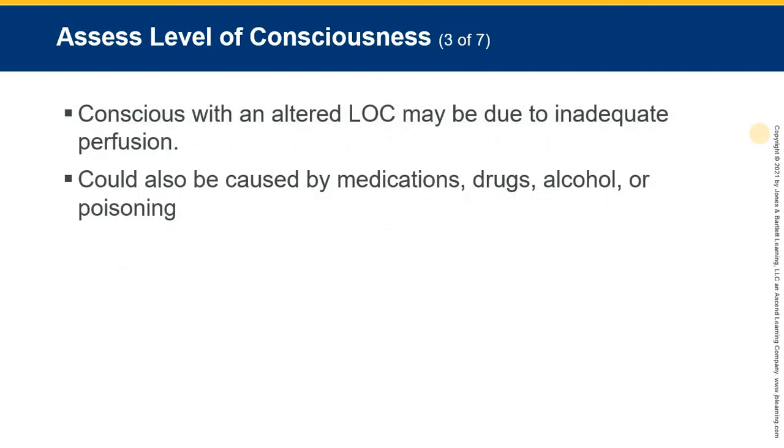Don't forget that while it can be something like someone's not breathing adequately or someone's heart isn't working correctly, it could also be things like poisonings and drugs, or just being too drunk to actually have a normal mental status. It could be somebody that's using illegal drugs like heroin.